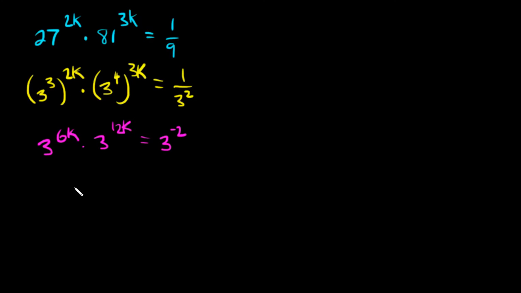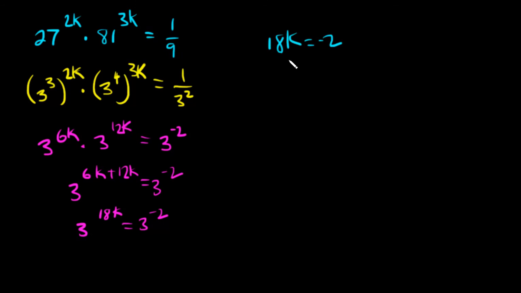Now, next thing I would do here, since the bases are the same and I'm multiplying, I could just add the exponents together. So that means I have 3 to the 6k plus 12k, that's equal to 3 to the negative 2nd power. I could simplify that a little more, 3 to the 18k equals 3 to the negative 2nd power. And now let's eliminate our bases and solve the exponents. 18k equals negative 2. Divide everything by 18, and your value of k will be negative 1/9.